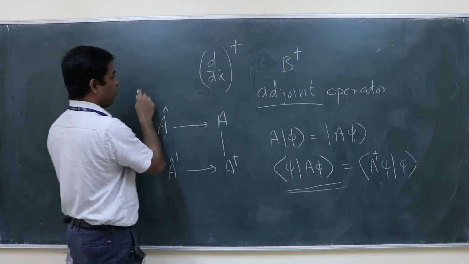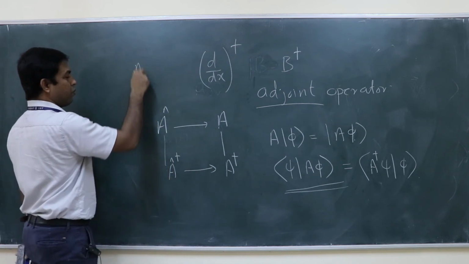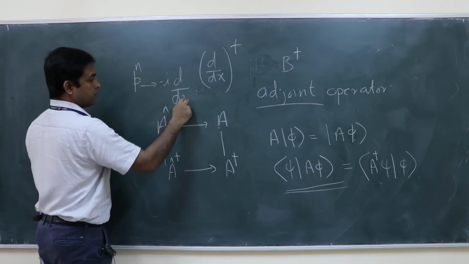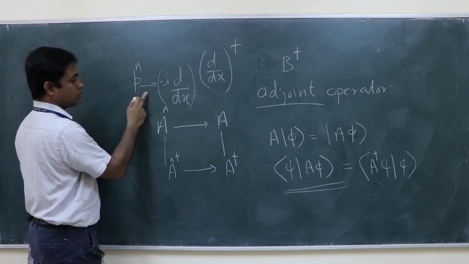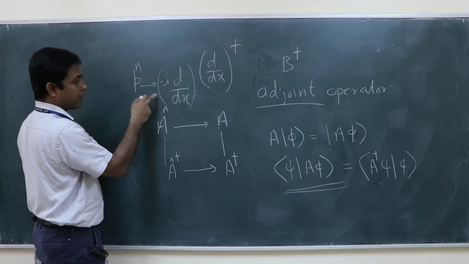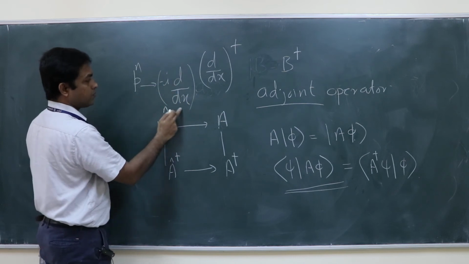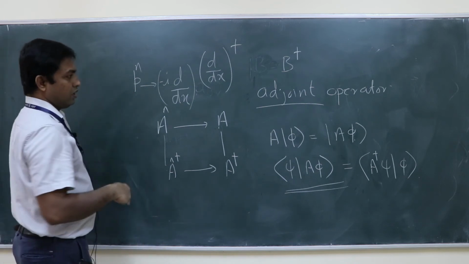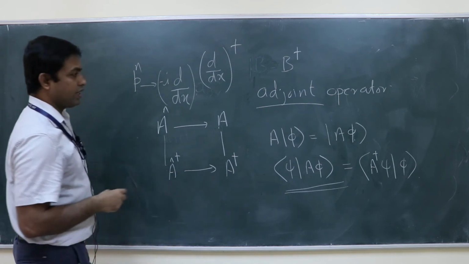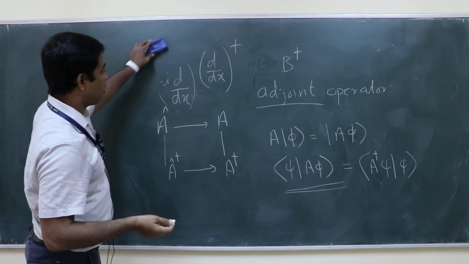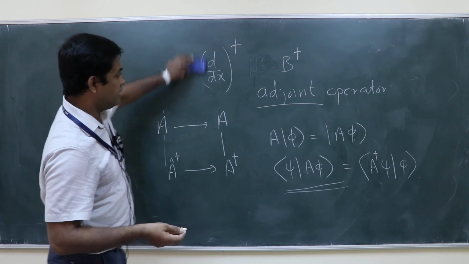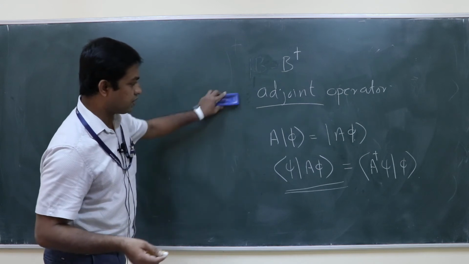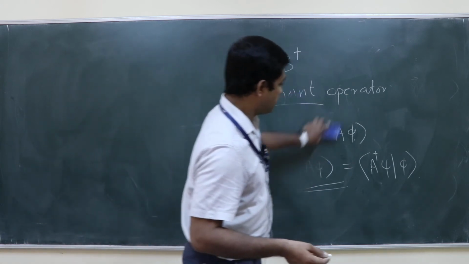The momentum operator can have a corresponding differential operator. This is not an equal sign, but the momentum operator can be related to minus i d by dx. We will do that shortly. Before that I have to define what a Hermitian operator is. The adjoint operator we have already defined. Now we have to define self-adjoint, Hermitian, and symmetric.